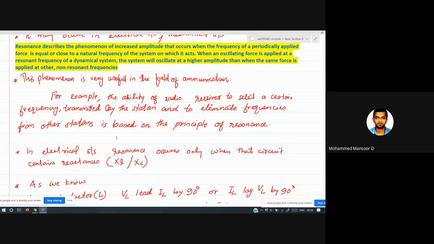Anyway, in that system, one important resonance will be there. That resonance is termed subsynchronous resonance. Clear? That is a very, very important phenomenon in power system. So in electrical systems, resonance has main importance. You need to thoroughly learn about resonance in electrical systems. What we discussed is that resonance occurs only when the circuit contains inductance and capacitance.